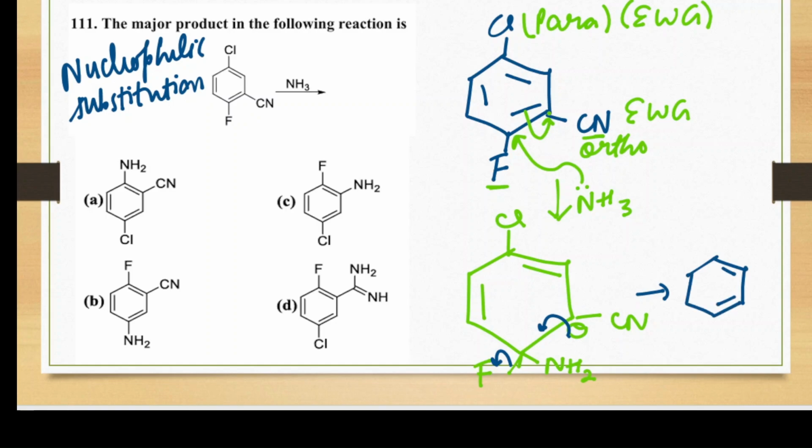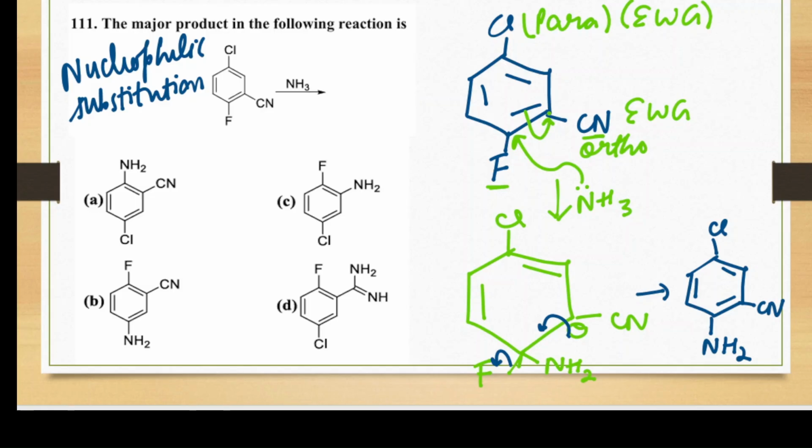Here the double bonds will be present, and at this position, instead of the fluorine, now this NH2 group, and here this cyanide group and this Cl group will be present over here. So this is going to be the final product. Now from the options you can match it.